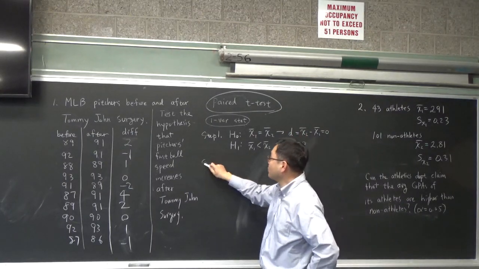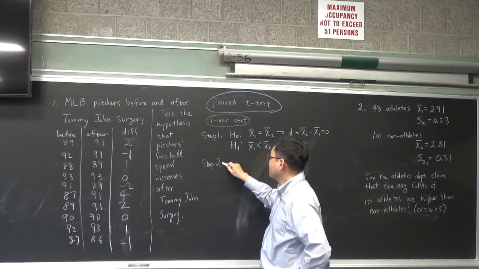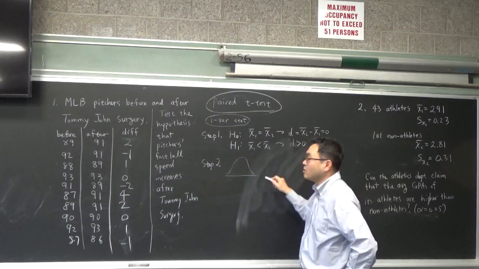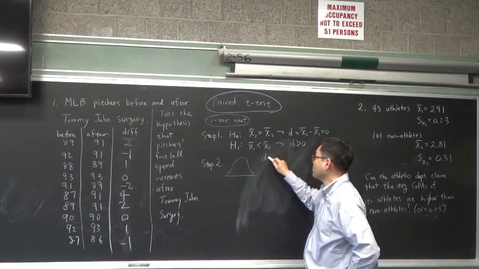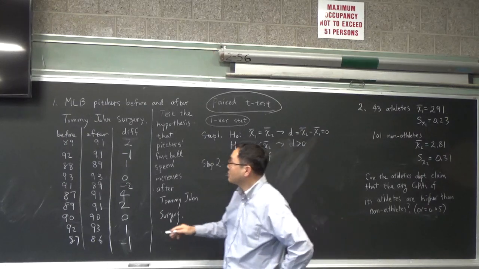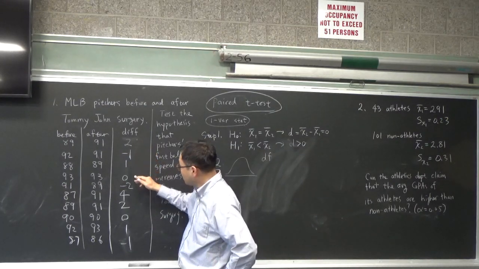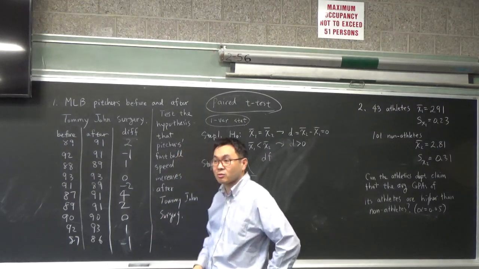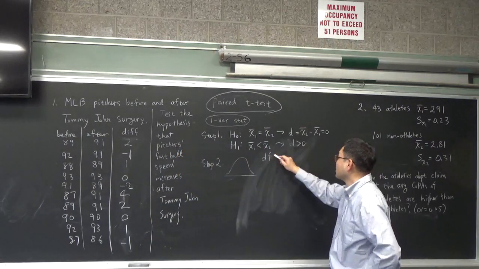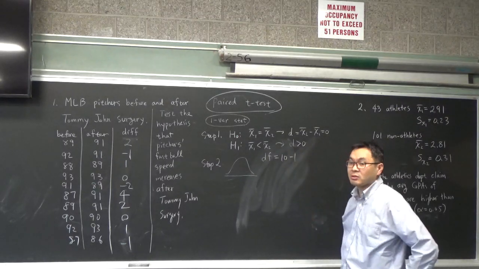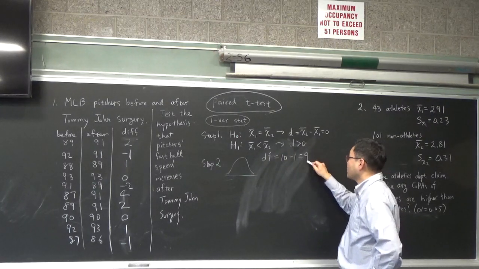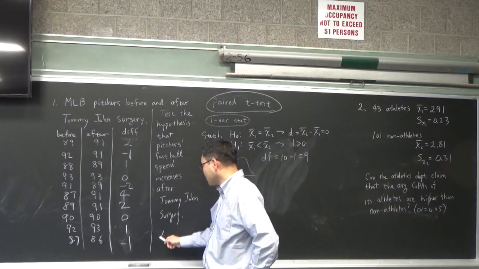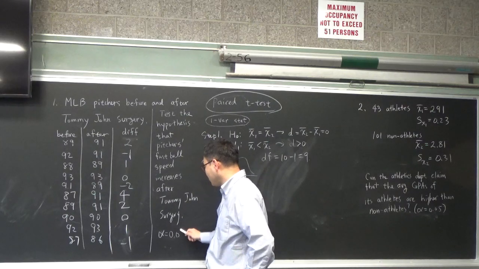So step 2, we have to find the rejection region. Because we're using the t-distribution, we need the degrees of freedom. What's the degrees of freedom? 5? No, 1, 2, 3, 4, 5, 6, 7, 8, 9, 10. 10 pitchers. So what is it? 9, because degrees of freedom is n minus 1. It's 9. And I didn't state the significance level here, but let's just say alpha is 0.05.